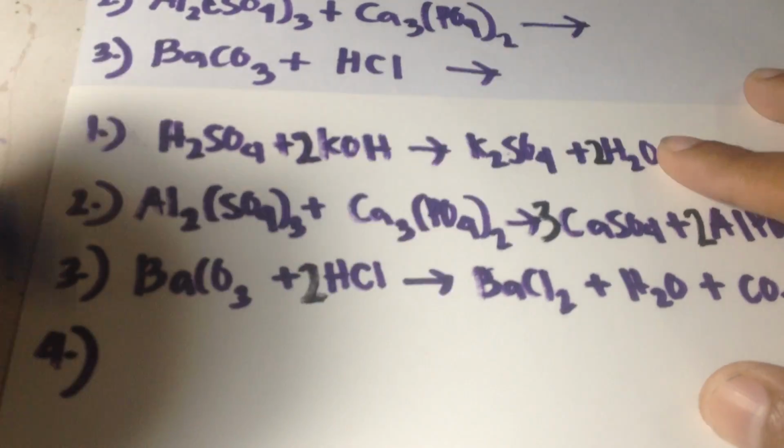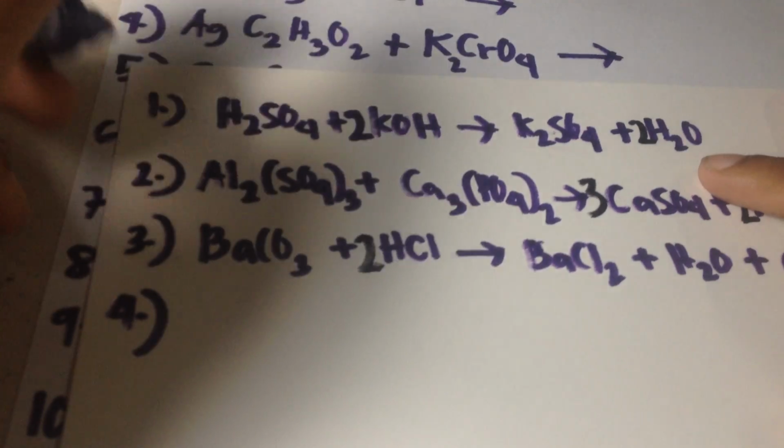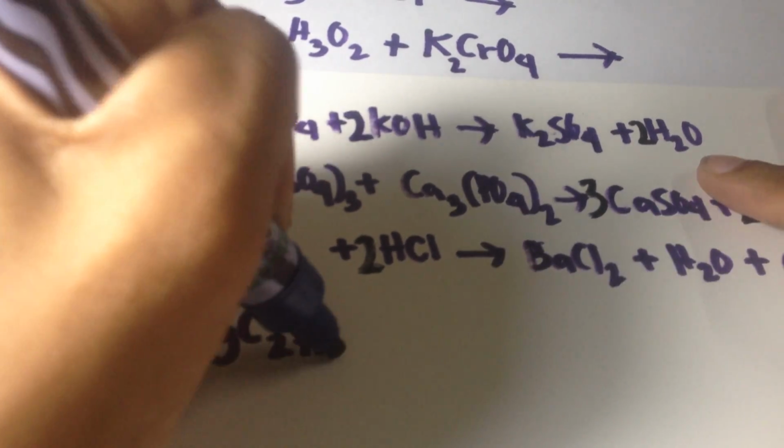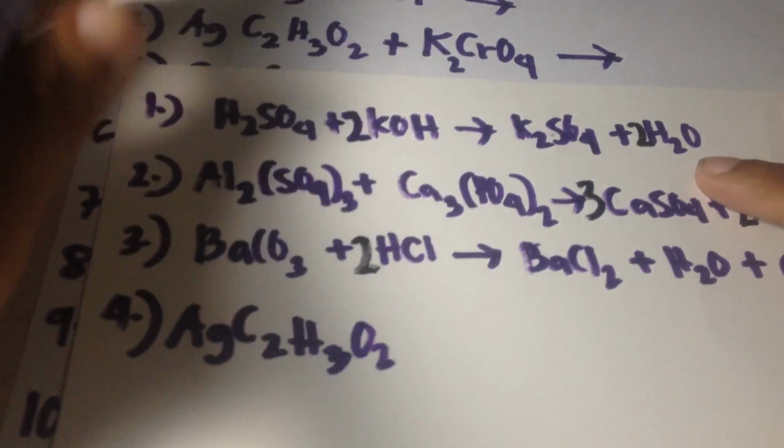Number 4, we have silver acetate plus potassium chromate reacts to potassium acetate, H3C2O2, plus silver chromate.